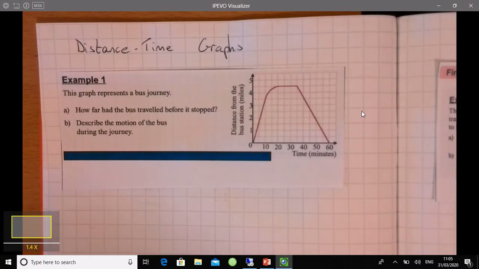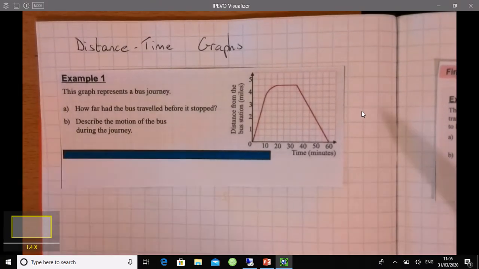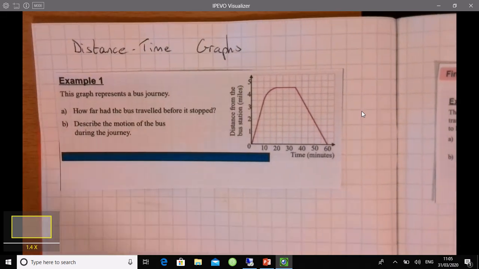Right, let's have a look at distance time graphs. There's actually two different types of these graphs that will come up. There's something called velocity time graphs, but that's going to be next lesson. They're a little bit more complicated, a little bit more to it. But let's have a look at some distance time graphs and look at what to look out for.